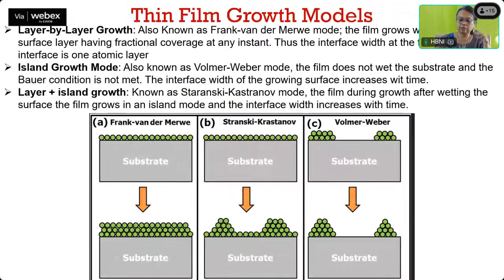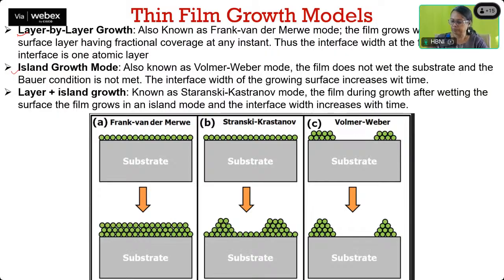So, like we have seen the crystal growth, similarly, how does the thin film grow? Very similar. So there are three techniques by which thin film growth happens on a substrate. So we have a substrate and the thin film is growing. It can be layer by layer growth, it can be island growth, or it can be layer plus island growth. Layer by layer growth is also known as the Frank-van der Merwe mode.